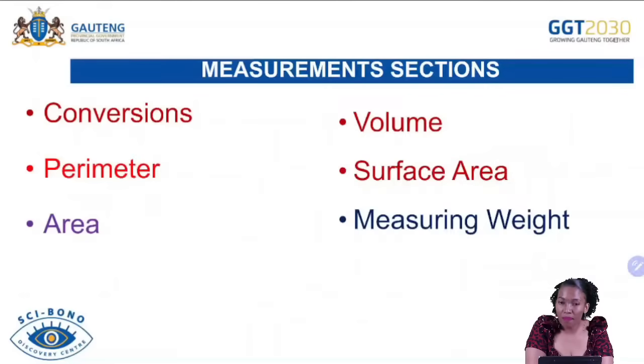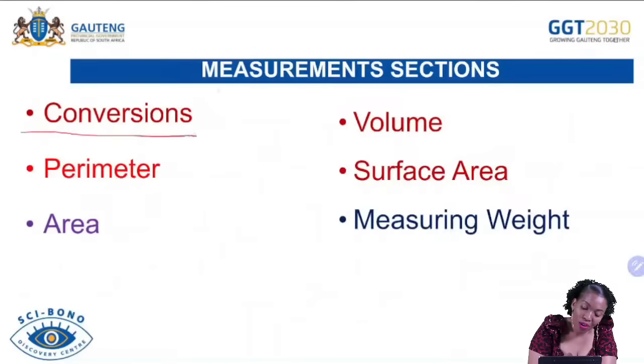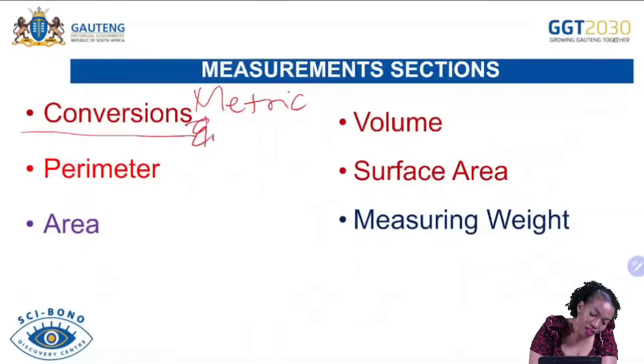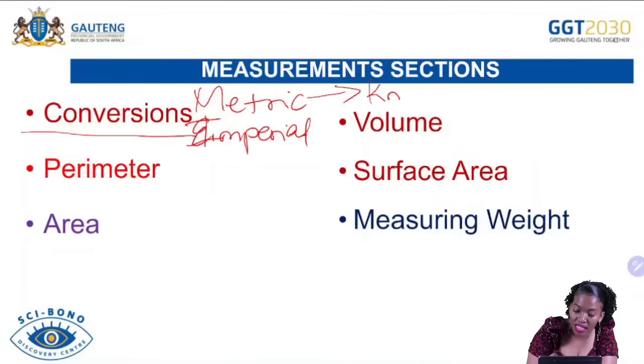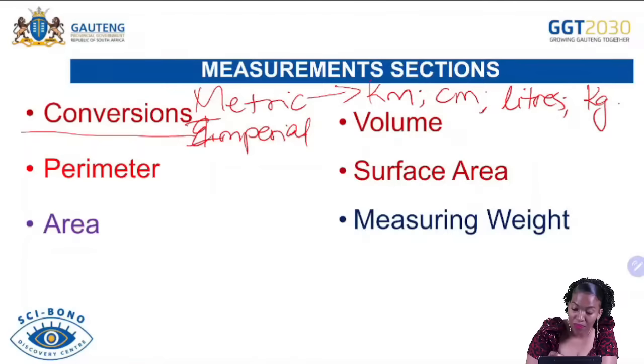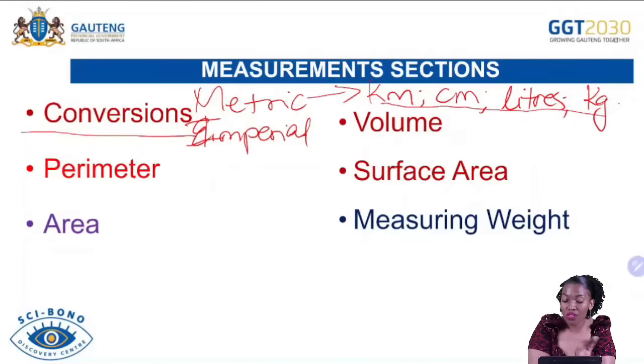And then the section of measurement, which is the biggest section in your paper 2, it has conversions. Remember, with conversions, we have metric and imperial conversion. So the metric system, it is the one that we use here in South Africa, like your kilometers, your centimeters, your liters, your kilograms. This is the metric system, and this, you are expected to know these conversions by heart. You need to know this from memory.